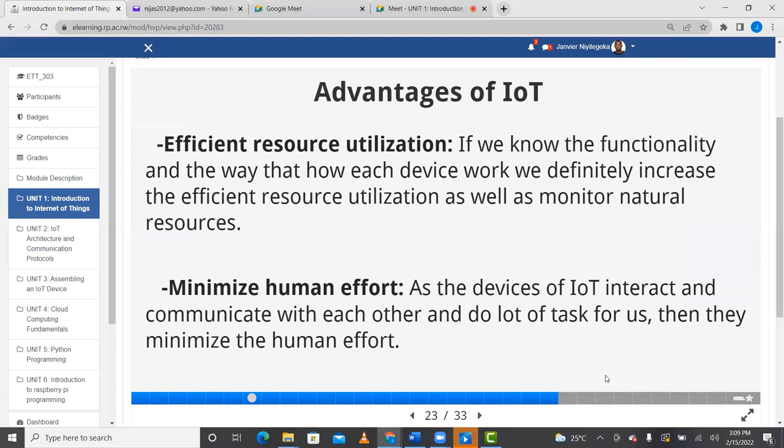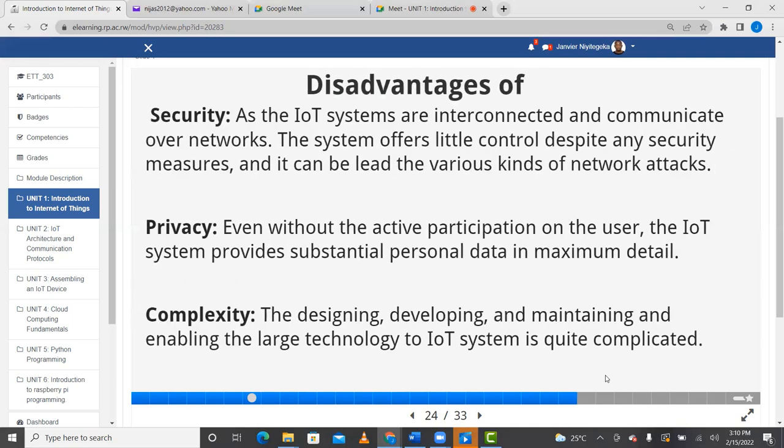We have efficient utilization of resources. Yes, I have given you an example of this water pump. It means now you can efficiently manage the usage of that water pump I have given as an example. Minimize the human efforts, yes, because we are replacing the human by using automatic systems. We are going to minimize the human efforts. So of course, you have some advantages of IoT.